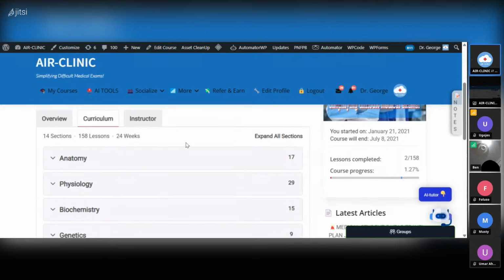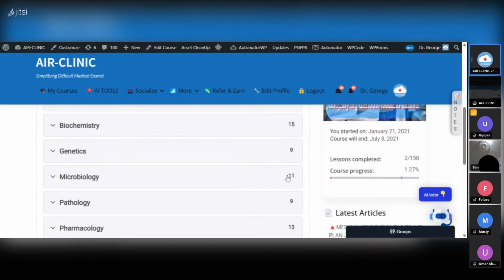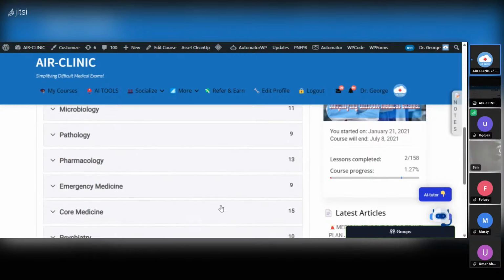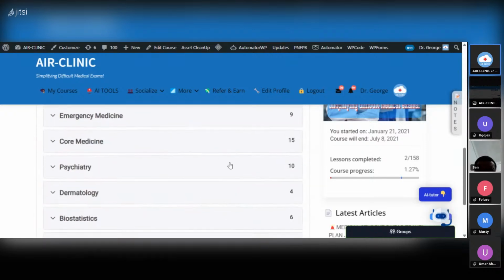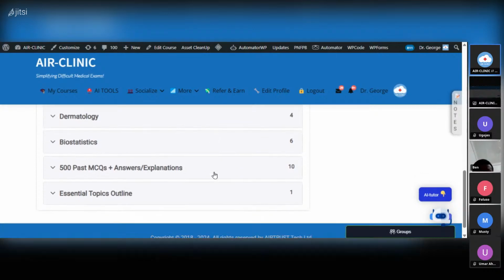Okay, so you have anatomy. Each one has, like you can see, anatomy has 17 lessons, physiology 29 lessons, biochemistry 15, genetics 9, microbiology 11, pathology 9, pharmacology 13, emergency medicine 9, core medicine 15, psychiatry 10 topics, dermatology 4, biostatistics 6.